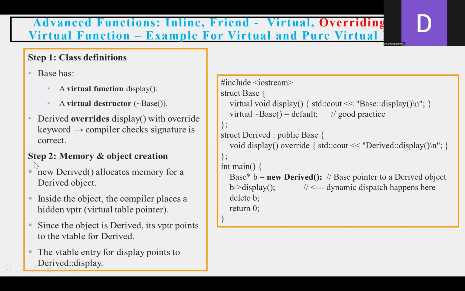Step two is memory and object creation. New derived allocates the memory for a derived object. Inside the object, the compiler places a hidden virtual pointer. Since the object is derived, its virtual pointer points to the virtual table for the derived. So the vtable entry for display points to the derived display.